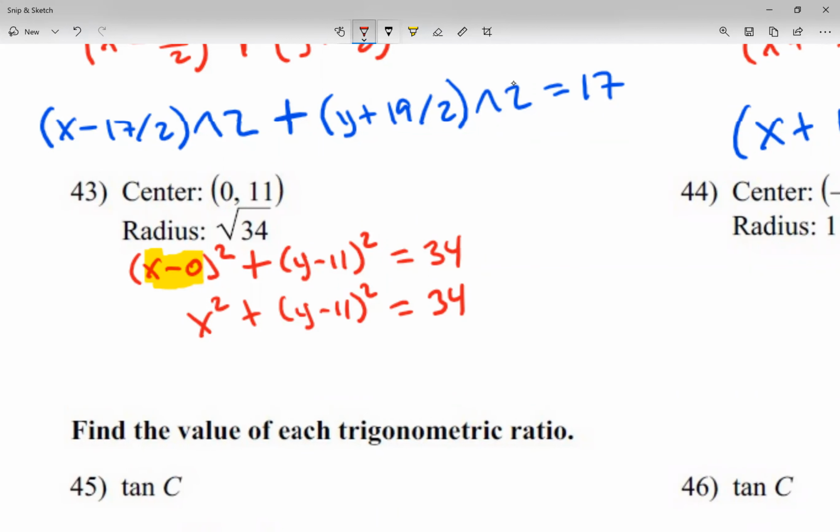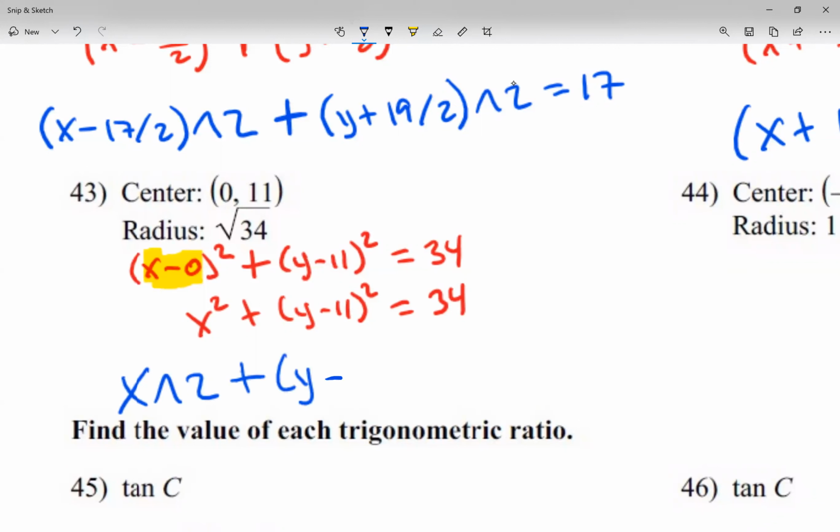Okay. Now, how am I going to type this? It's a little bit easier. x to the second power. Notice I'm not using parentheses on the x. I'm not doing x minus 0. So I have x squared plus, open parentheses, y minus 11, close parentheses, to the second power, equals 34.